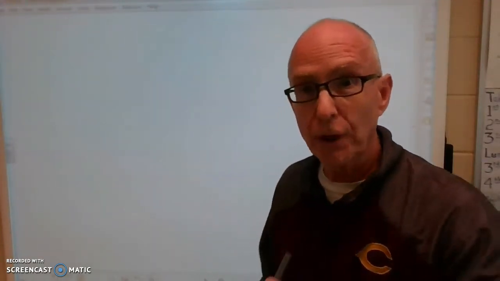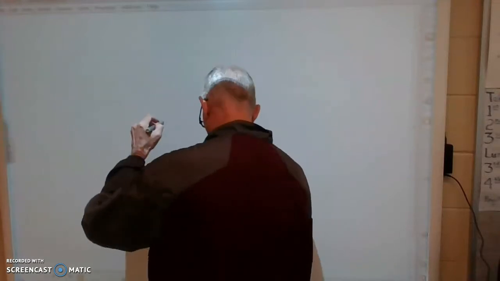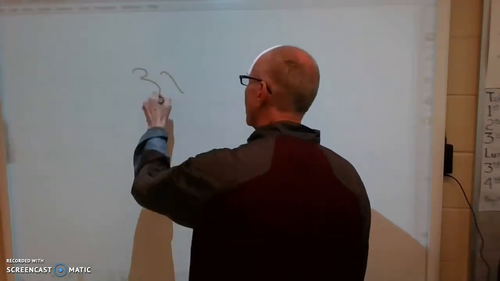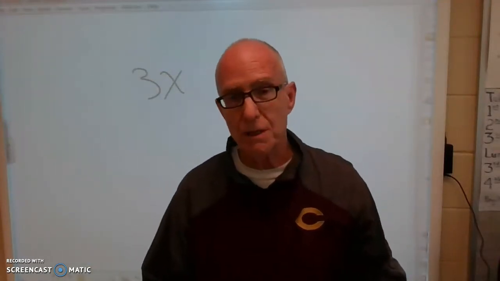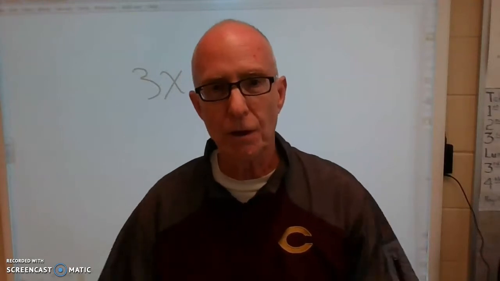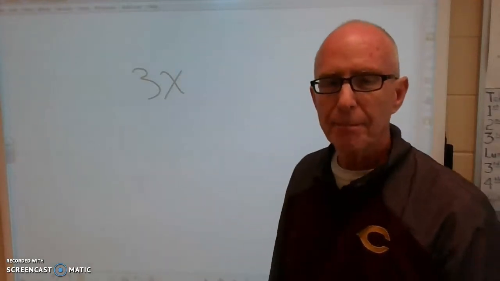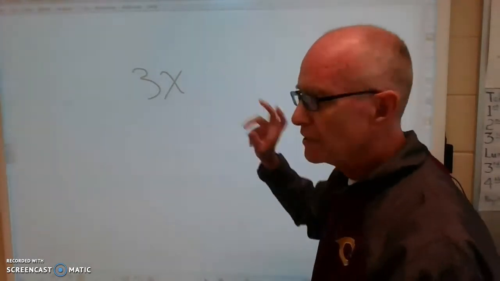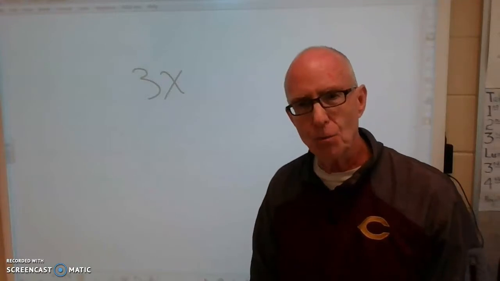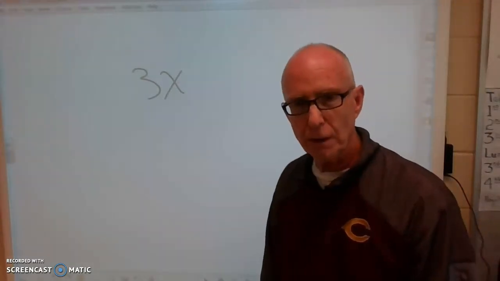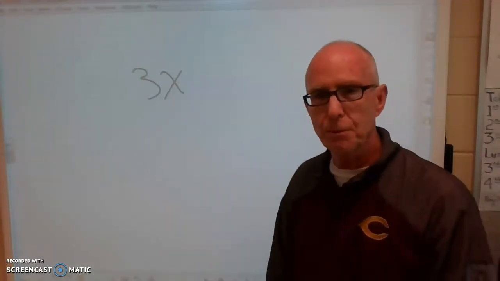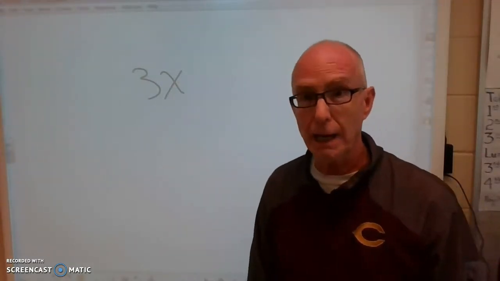If you have 3x, that means 3 times x. Remember, 3 times Mr. Unknown, Mr. X. But there's nothing in between that. How do we know it's multiplication? Well, because there's nothing in between there. We can do that with variables and put nothing in between there, and that means times.